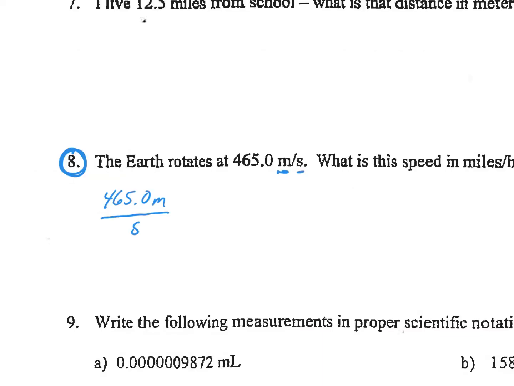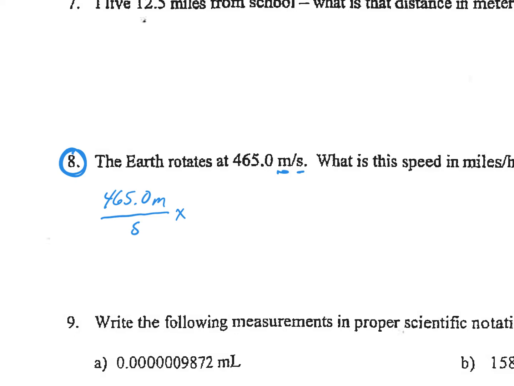I'm going to first write out 465 meters per second like this. Okay, so for every 465.0 meters traveled takes 1 second. Okay. Let's convert meters to kilometers. I'm sorry, scratch that. We're gonna convert meters to miles first.